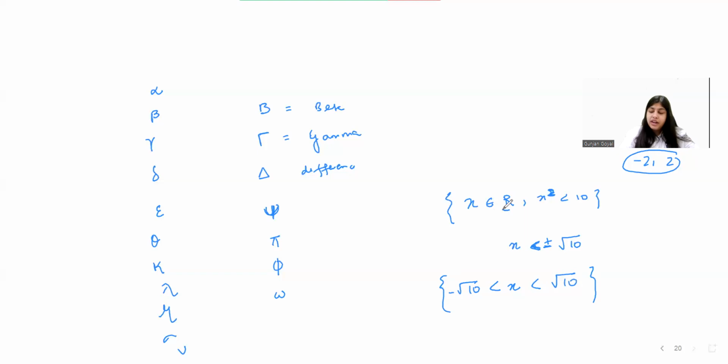X belongs to real numbers, not only integers. Real numbers include both fractional and non-fractional numbers. So we have minus root 10 to root 10. Why? Because with a minus sign, the inequality gets inverted. So x is greater than minus root 10 and x is less than root 10. Is this question clear?